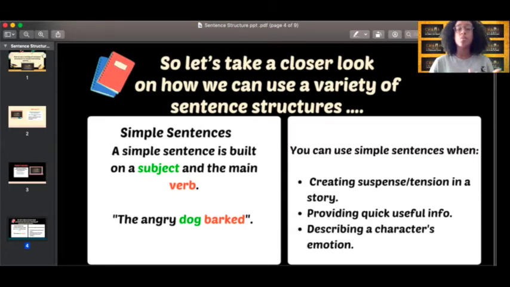Also, providing quick, useful info. So really short and snappy info that you just want to draw people in quickly on what you're talking about. And describing a character's emotion, okay? And if it's in the first person or the third person, you could say, Lucy felt distraught. That is the sentence. Or I felt deep sadness.